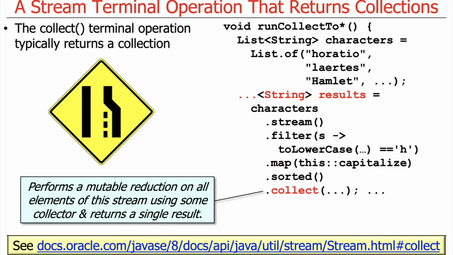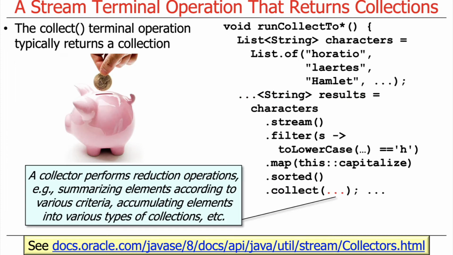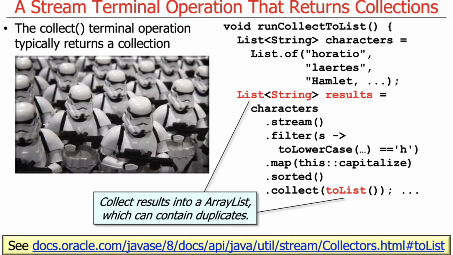And what collect does, collect has a very interesting role. It performs what's known as a mutable reduction on all the elements of the stream using some type of collector, like a list collector or a set collector or a map collector and so on, and it returns a single result. So you can basically think about a collector as performing reduction operations. So it could return things in various types of collections that we just talked about. It can also do things that do not come back in collections per se, but basically return objects that summarize elements according to various criteria. You can also have collectors that will return strings, for example. So they'll typically return objects that might or might not be collections, but they're basically doing something that returns a so-called reduced result. And you'll see what that means as we get into this.